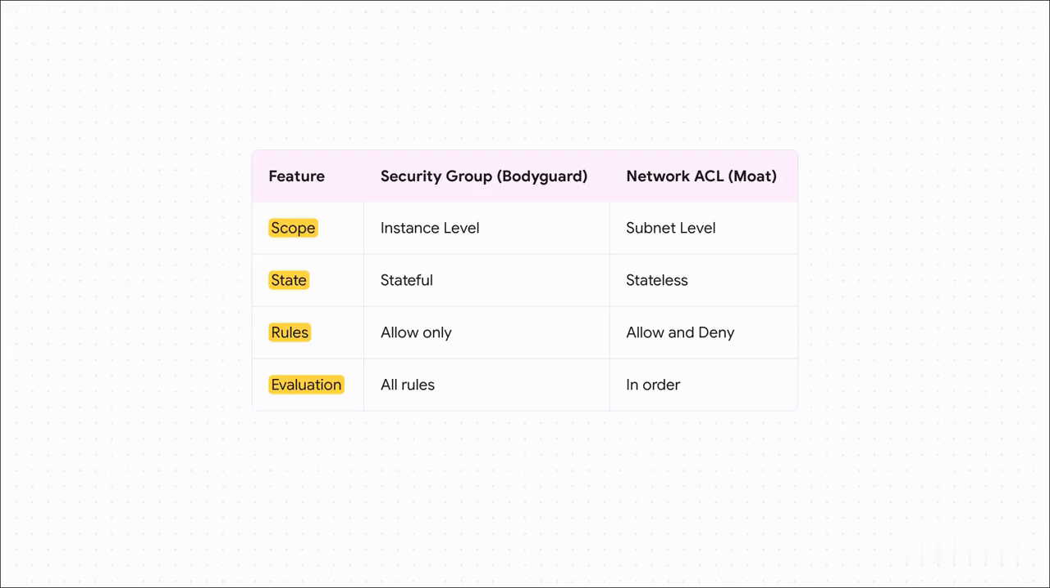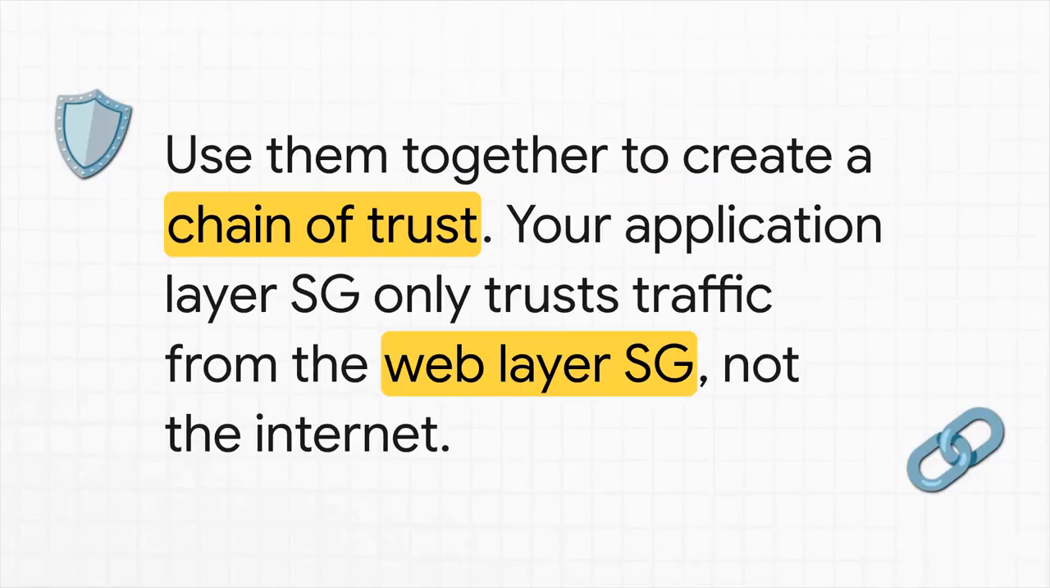And for rules, this is a big one. Security groups only support allow rules. NACLs, on the other hand, support both allow and deny rules, which are checked in order. That makes an NACL incredibly useful for explicitly blocking traffic from, say, a known bad IP address you never want to hear from again. Now, the real power here isn't in choosing one or the other. It's about using them together.